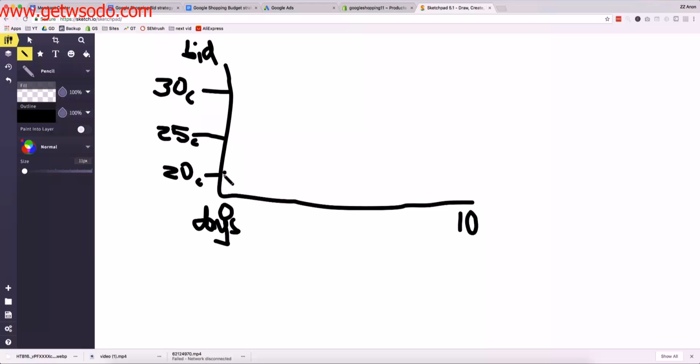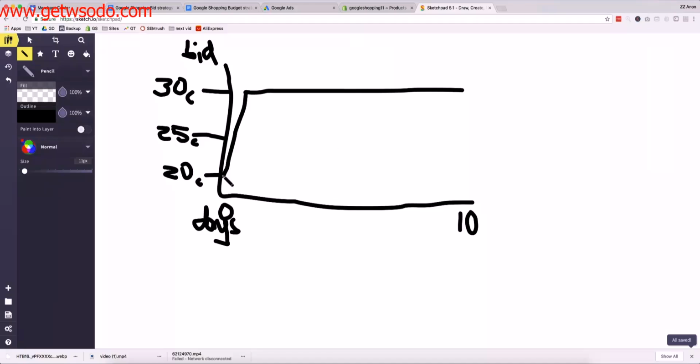Say on this day here, we've got a product and we're currently bidding 20 cents on that product. And on this 0 day here, we decide to increase the bid to 30 cents. So what you'd assume happens is that on this 0 day, we increase the bid and then the next day it's on 30 cents, and it goes like this. But that doesn't happen.